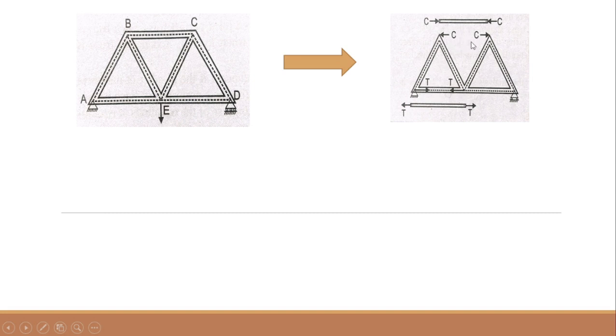So the scenario changes here. In members it is different, in joints it is different. Whenever a member experiences the tension force, that is a drawing force, the internal reaction will be opposite to each other.